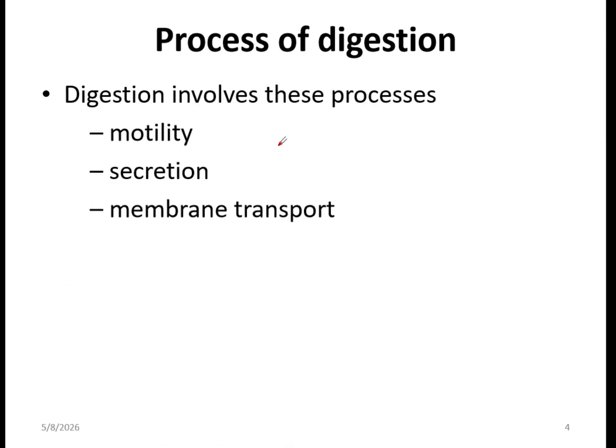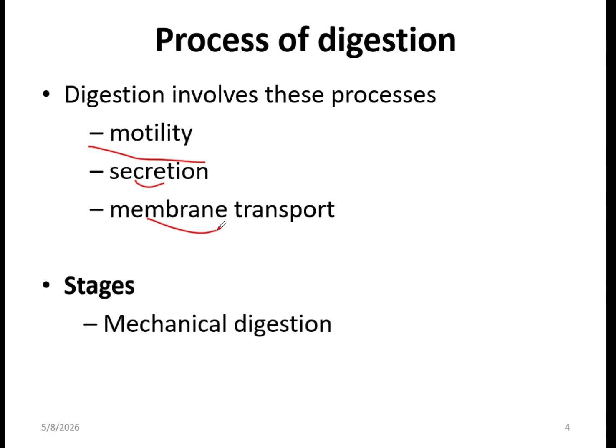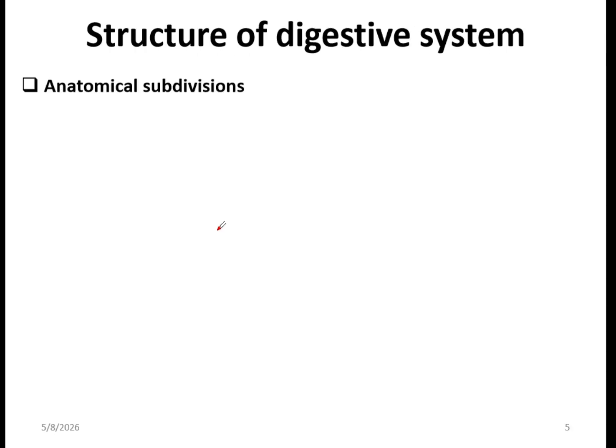So next we can talk about the process of digestion. Digestion involves these processes: motility, secretion, and membrane transport. So these are the three processes involved in digestion. First is motility, second is secretion, and the third is membrane transport, right? Next we can talk about the stages. As I said, we have 2 stages: mechanical digestion and chemical digestion, right?